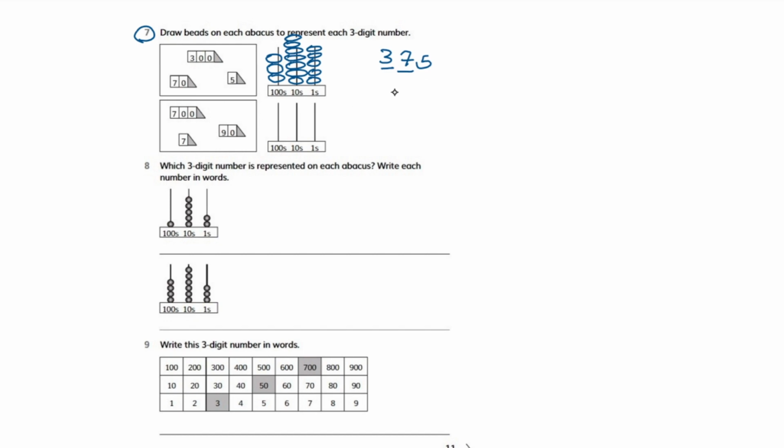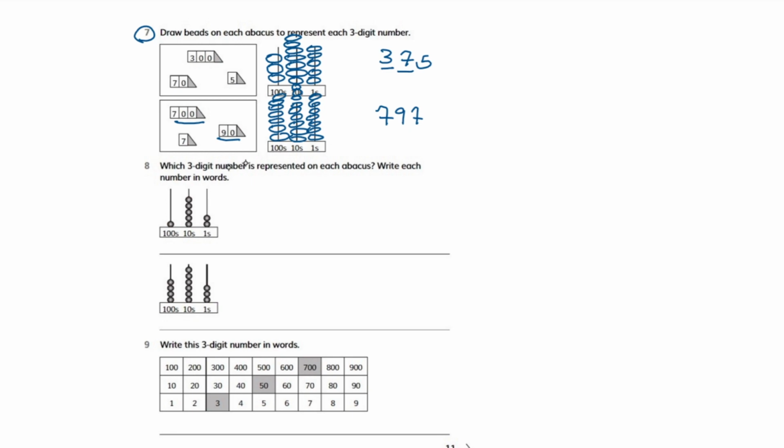The second number is 797. We have 7 in the hundreds place, 9 in the tens place, and 7 in the ones place. 797. 7 beads should be drawn in the hundreds place. 1, 2, 3, 4, 5, 6, 7. 9 beads in the tens place. 1, 2, 3, 4, 5, 6, 7, 8, and 9. 9 beads in the tens place and another 7 beads in the ones place. 1, 2, 3, 4, 5, 6, and 7. So this abacus is also complete.